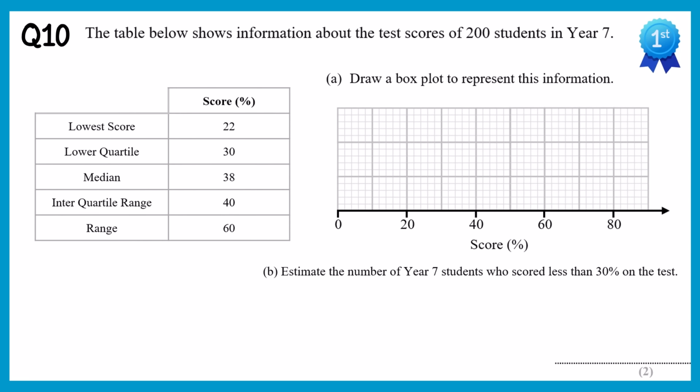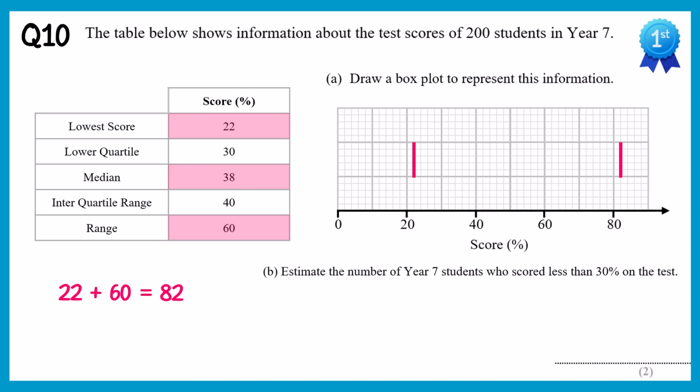In the first part of this question, we need to draw a box plot. We can see the lower score is 22, so we can draw a vertical line at 22. We're then told the range is 60, and the range is the difference between the lowest score and the greatest score. So if we add 60 to the lower score, we'll find what the greatest score was. So 22 plus 60 gives you 82. So the greatest score must have been 82, because 82 take 22 would give you 60. So we can draw a vertical line at 82 for the greatest score.